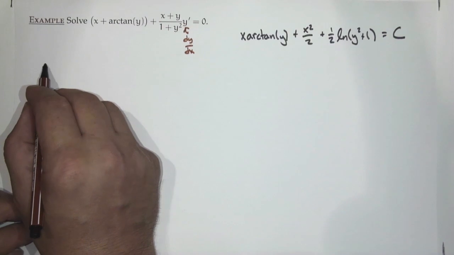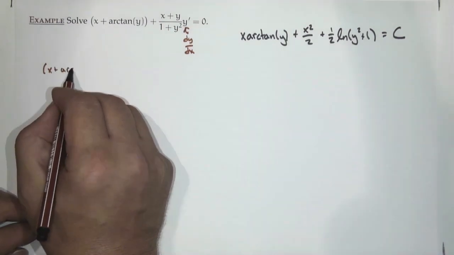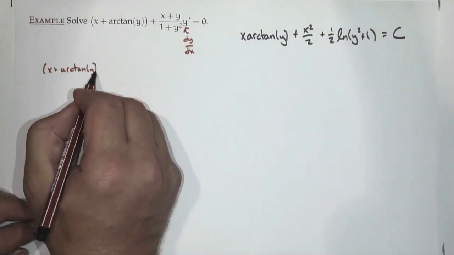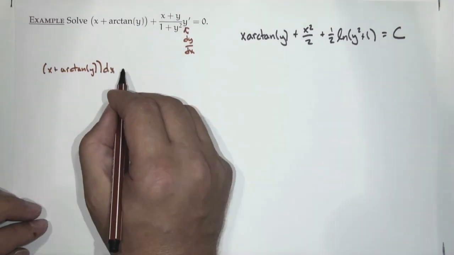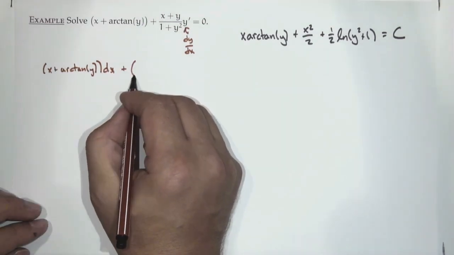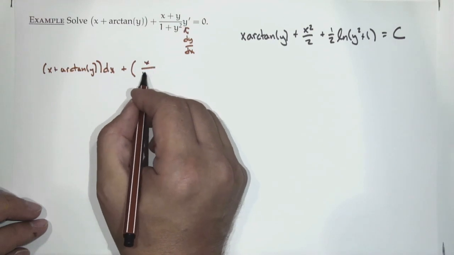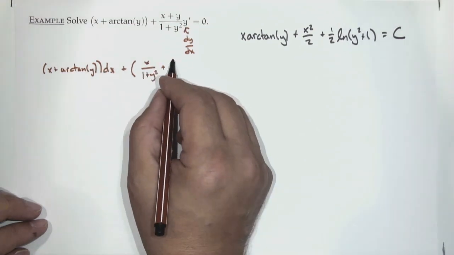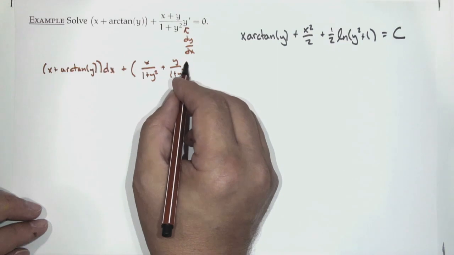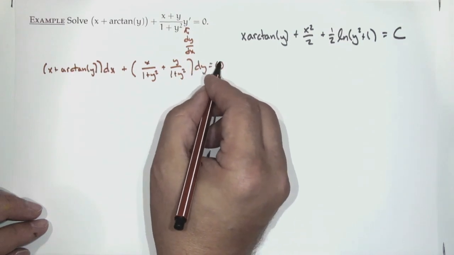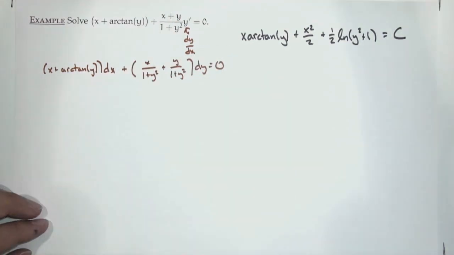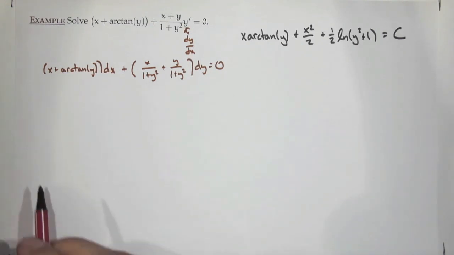Okay, so x plus arctangent of y dx plus, and here we can really think of this as x over 1 plus y squared plus y over 1 plus y squared dy. So this is using the fancy fact that you have an addition upstairs. Addition upstairs lets you separate. All right, well, now we go through and do the integral.